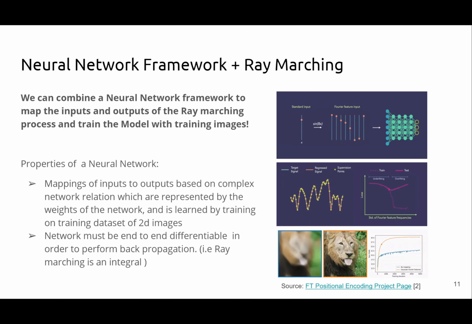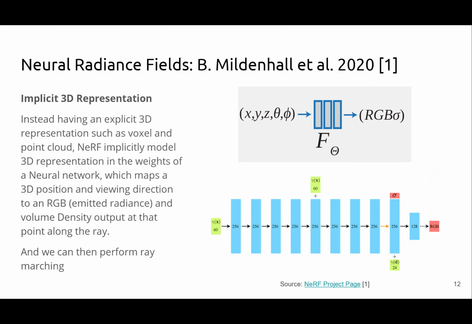So how do you perform ray marching on a 3D scene with unknown volumetric information, like in the real world? Well, that's where a neural network framework comes in. We can combine a neural network framework to map the inputs and outputs of the ray marching process, and train the model with a couple of images in order to make this type of mapping. In essence, that is what a neural radiance field is.